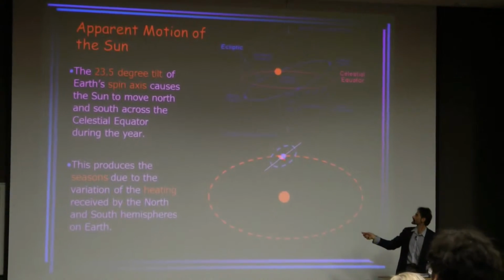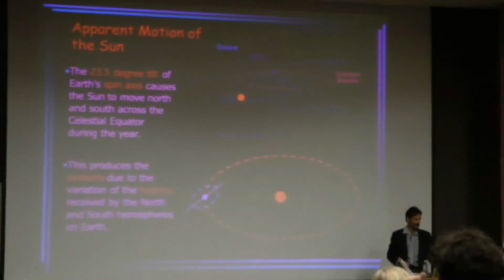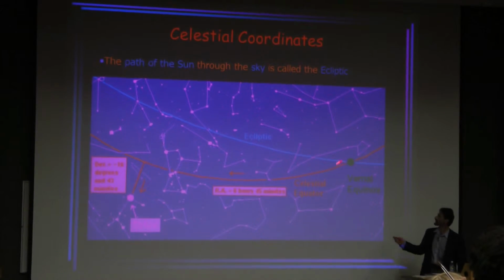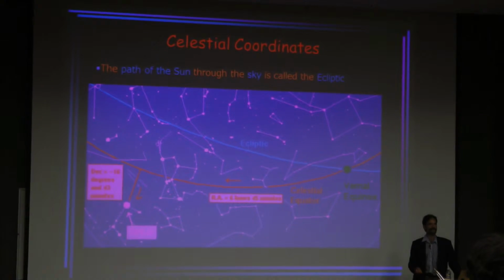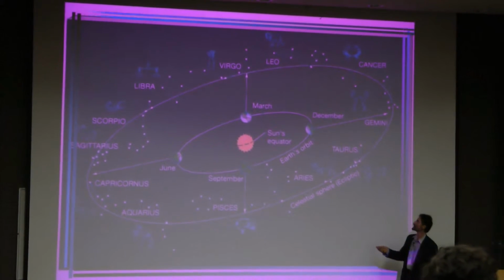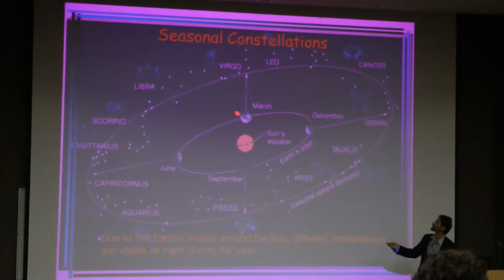What's really happening is we just have a tilted spin axis, and so we have the apparent change in the celestial location of the sun. So the sun, as I showed you last time, simply moves through different background constellations. It's in front of different stars during the year because there's a perspective effect as the Earth moves around the sun. Right? So here we have the sun, here we have the Earth.